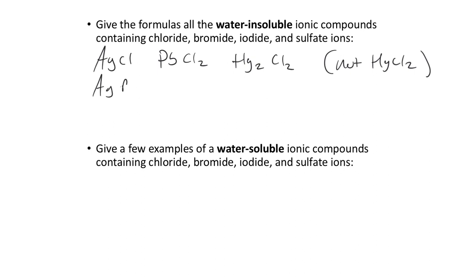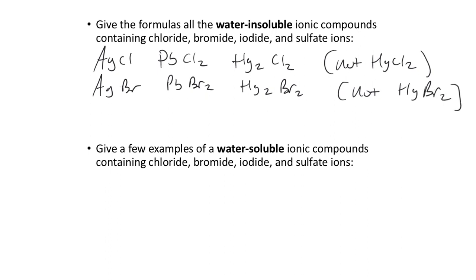For bromide, same thing. We have silver bromide, lead bromide, mercury 1 bromide. Of course, we're not going to include HgBr2 as one of these exceptions because it's not a listed ion on the chart. We can write silver iodide, PbI2, Hg2I2. And of course, we're not including HgI2.